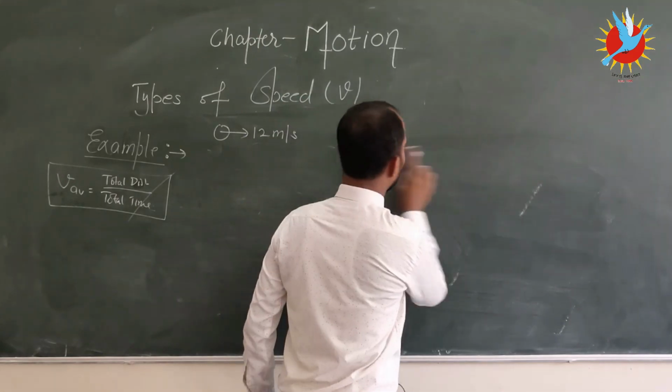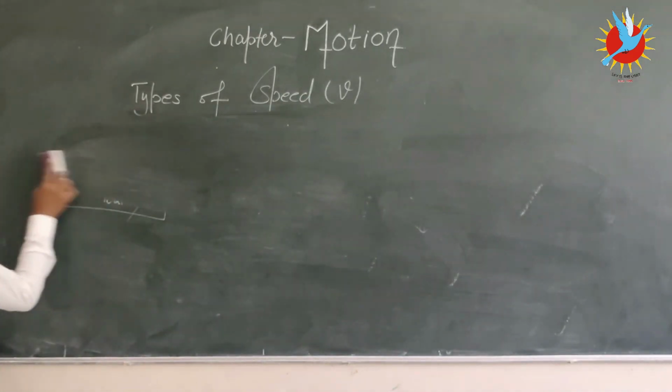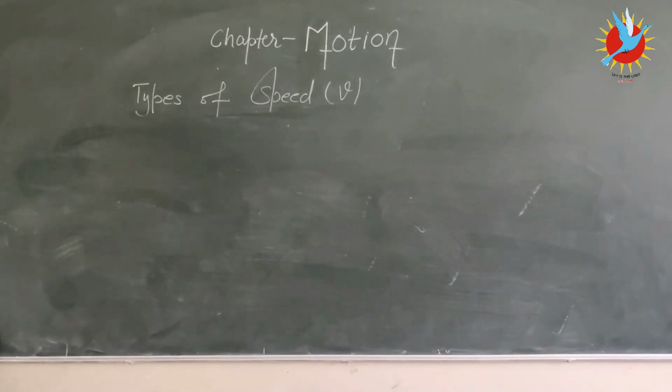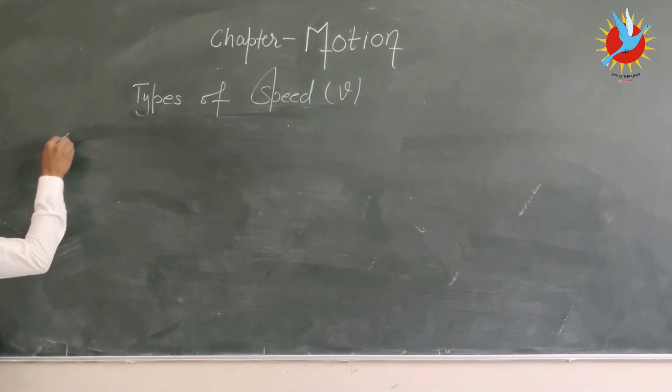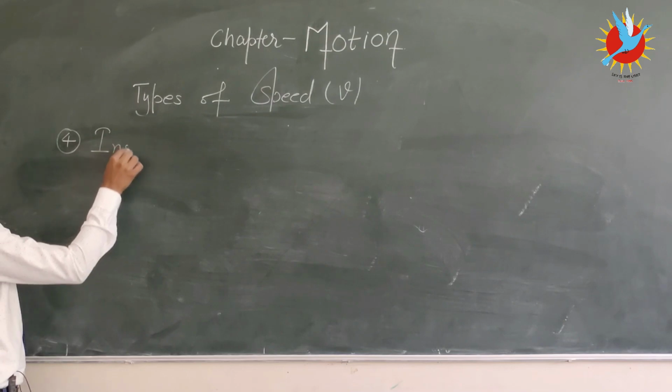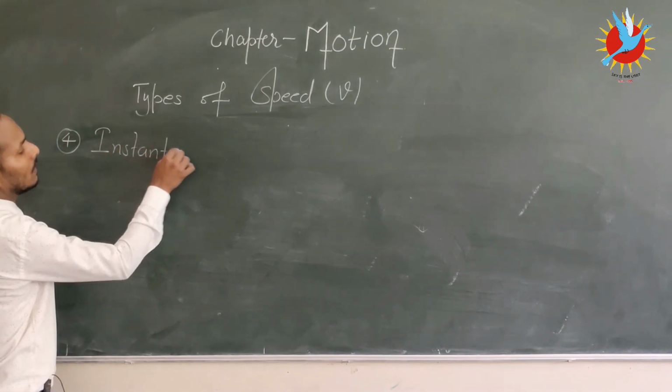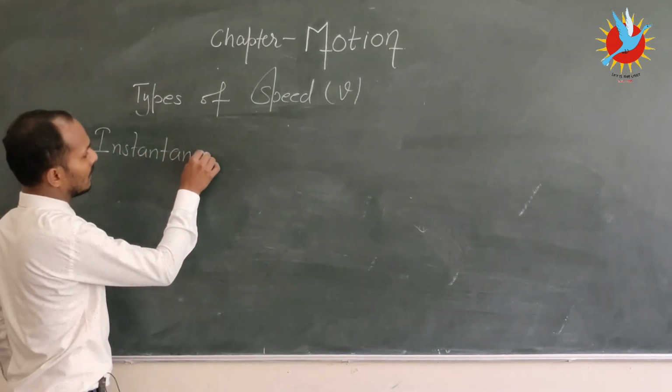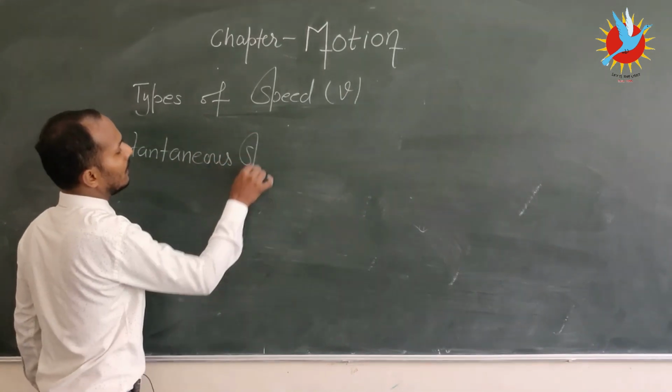Now the last type of speed, the fourth type of speed, is instantaneous speed.